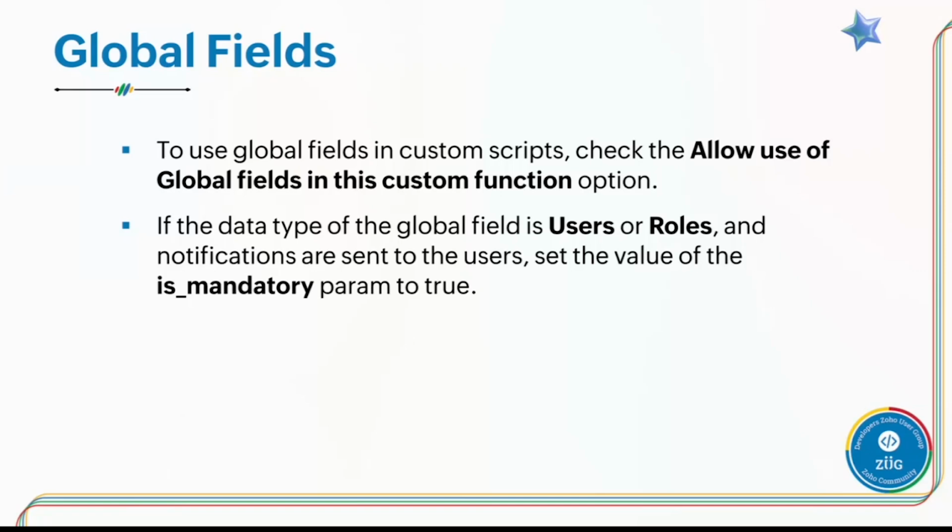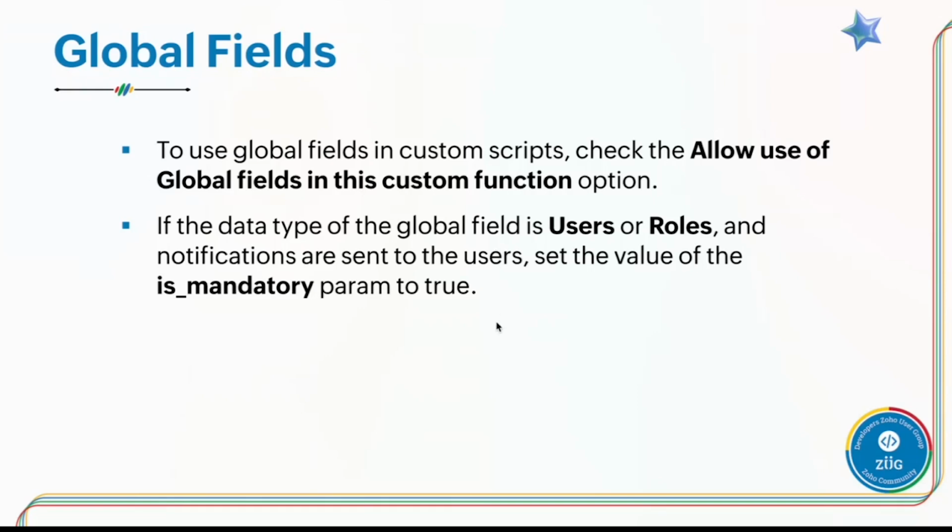Okay, so if you want to use the values that we obtain using the global fields within your customization, then you need to check this option, allow use of global fields in this custom function, so that whatever values are available in the global fields will be made available to the customization that you will be creating for your extension.